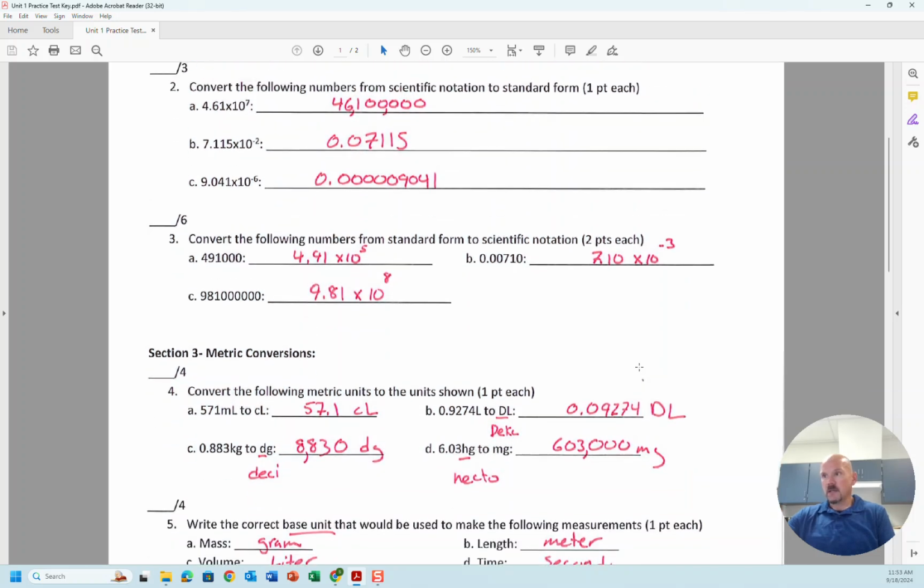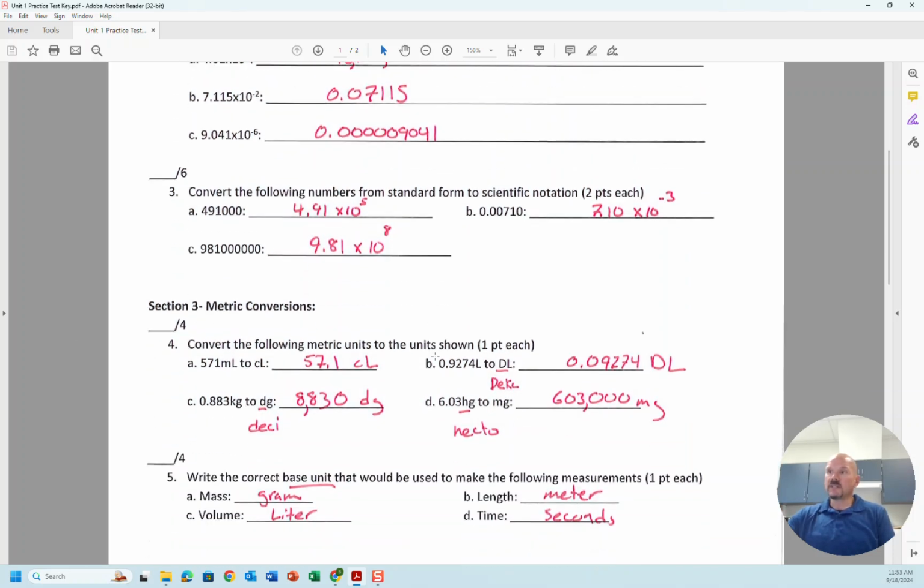So here we're doing some conversions. I'm going to tell you what to do mathematically. If I ask you to do a conversion and I don't say that you have to show your work using dimensional analysis, you could use the metric system number line.